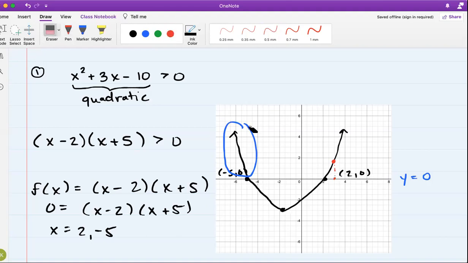And also on this side, anything smaller than -5, if you go out towards negative infinity, anything that you pick, let's say you pick -6, when you graph it, the point on the curve here, you're going to see that you're sitting above y is equal to 0. So that's going to tell us the solutions to this.